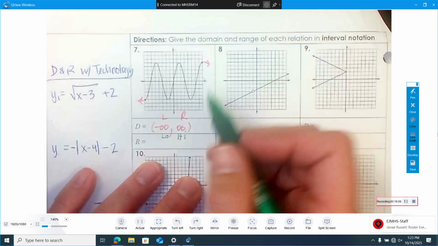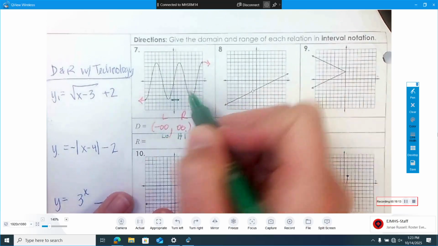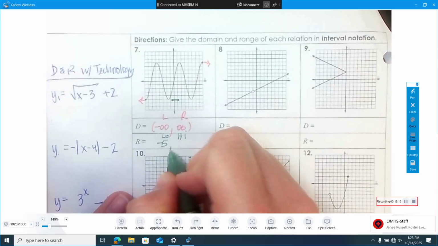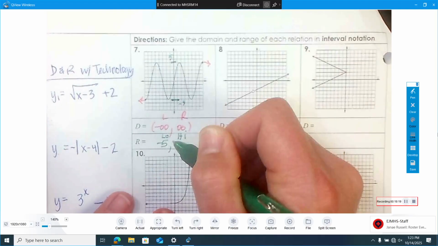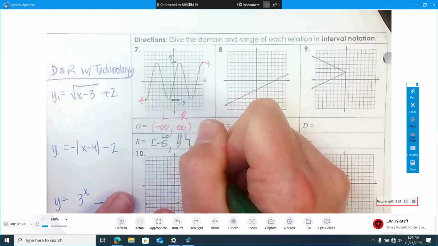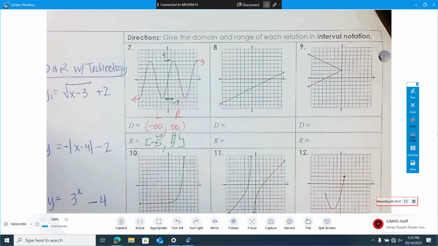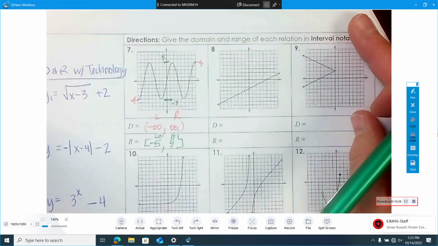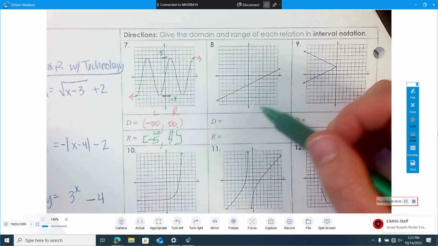How low does it go? -5? -5, how high does it go? 5. Okay, so -5 to 5. Brackets or parentheses? Brackets, beautiful. We'll come back to 8.